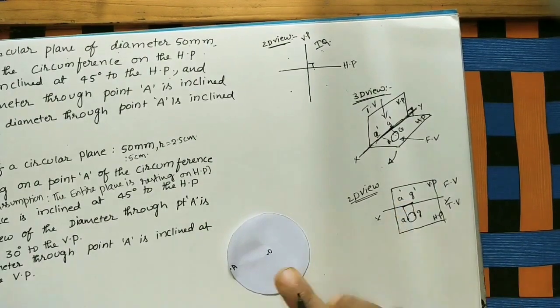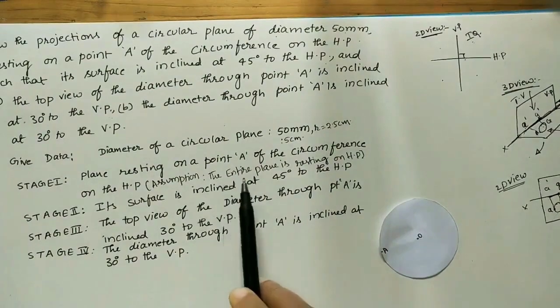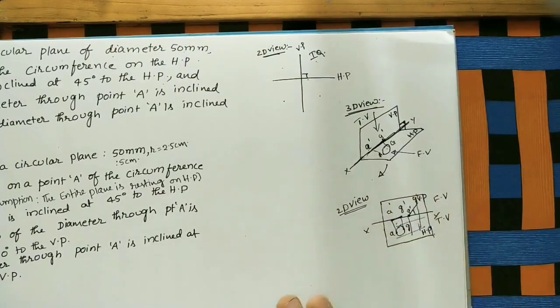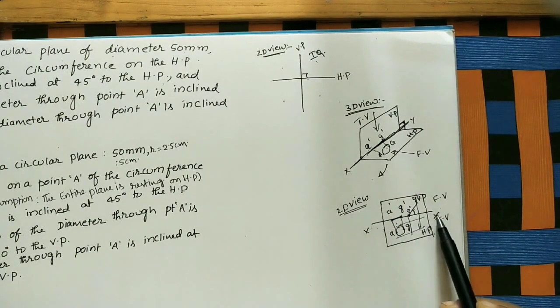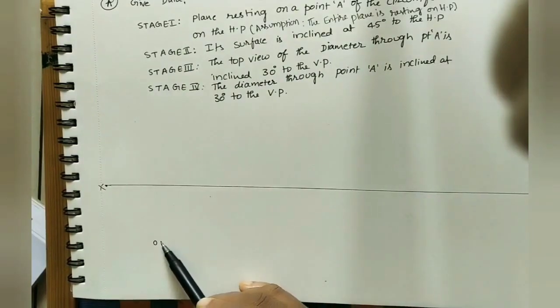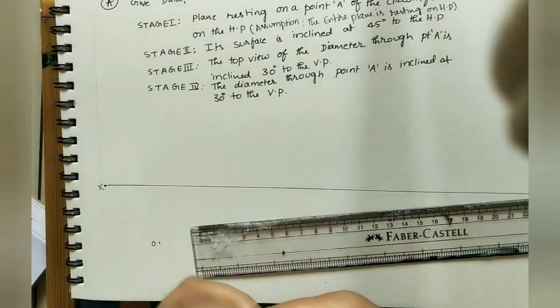These are the projections of this plane in the first assumption. Instead of one point capital A, the entire plane is resting on the HP. We will do these diagrams using the instruments. First draw the XY line of any length. Here I drew the XY line of some length and I took one center. With this center I will draw one circle of radius 2.5 centimeter.